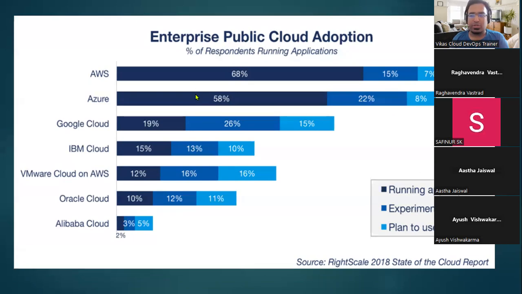When Azure came, 58% of applications which are .NET based and microservice based are running on Azure. Experiments are happening, 22% in Azure cloud, and 8% of people have a plan to use it in the future. Google Cloud, this graph is a little old, is also very popular at this point. As per the data, 19% of applications are running on Google Cloud.